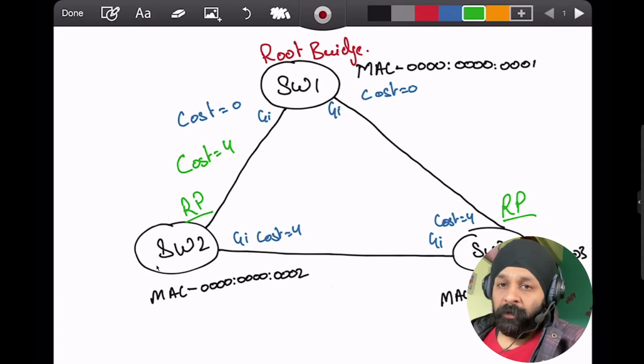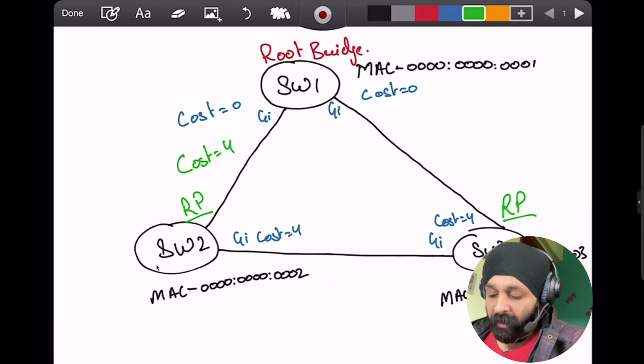What we need to determine now is that there are two non-root switches, switch 2 and switch 3, which are connected to each other. So which port is going to be the designated port and which port is going to go into the block state?